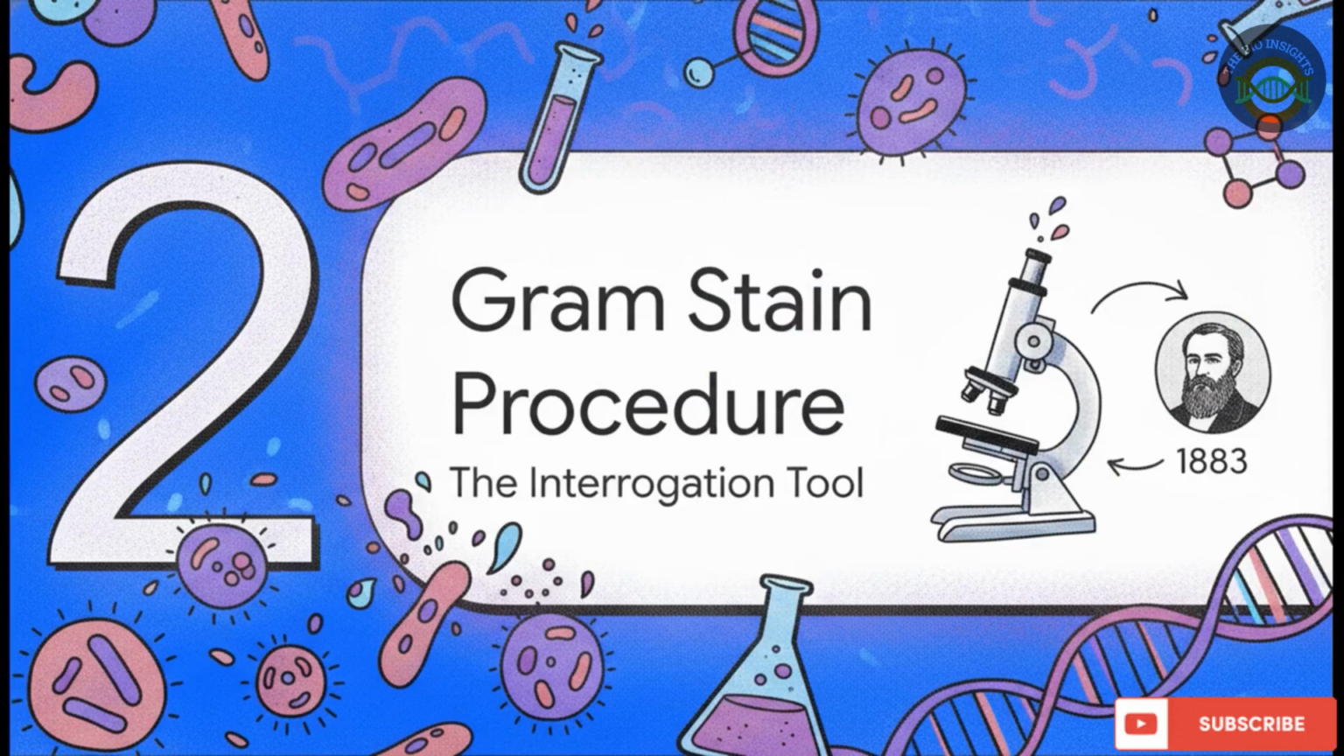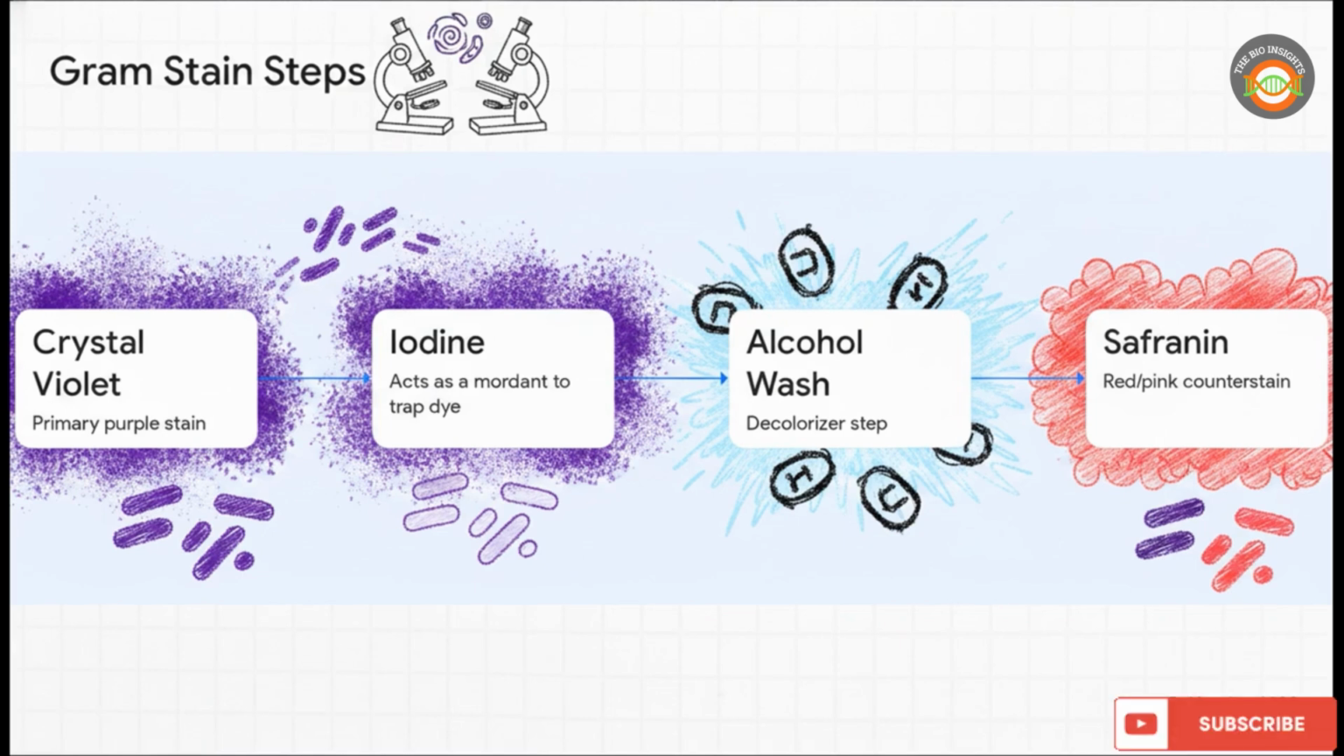Moving right along to part 2, the Gram stain procedure. The primary interrogation tool we use on these suspects is an absolutely ingenious method invented by a scientist named Hans Christian Gram way back in 1883, and it is still a cornerstone of medicine today. We use a super precise, 4-step chemical sequence to force the bacteria to reveal their true structural identity.